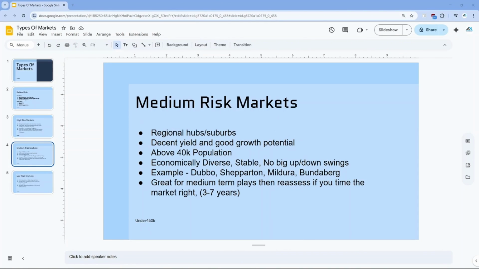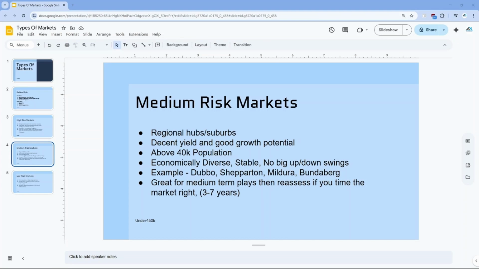All right. The next type of markets that I want to go over is medium risk markets. These are where 90% of investors like you guys will fall under, because they have a little bit of risk associated with them, but there's a good amount of upside to go ahead with properties in these suburbs. These will include regional hubs and suburbs with decent yields and good growth potential.